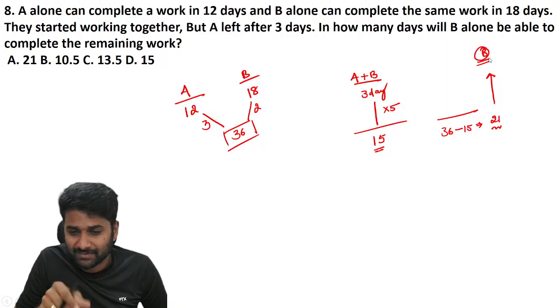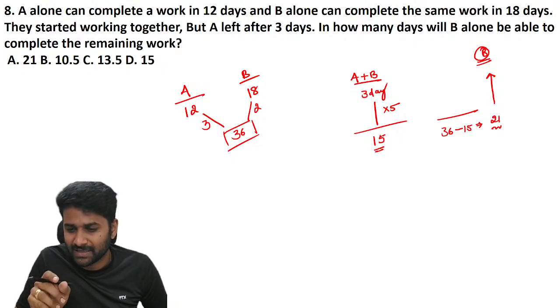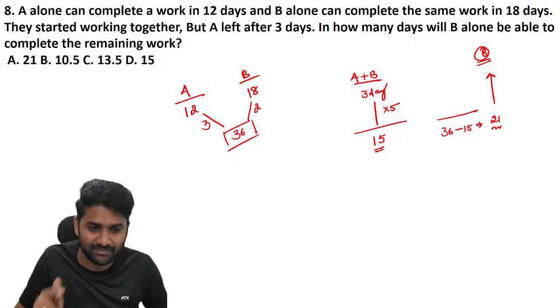Clear? They started working together, A and B together. A left after 3 days, which means A and B worked together for 3 days. They completed 15 units. Now find the difference between 36 and 15. Now you got the difference of 21 units. Now the question here: in how many days can B alone complete the remaining work?